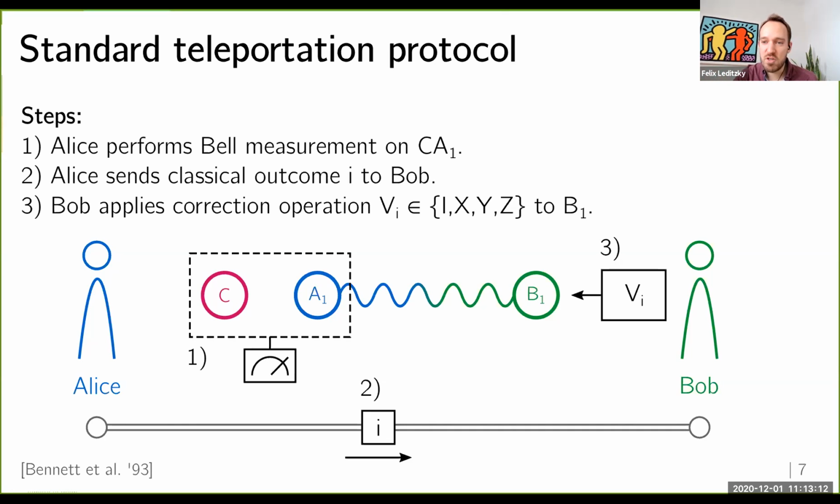And then based on this measurement outcome, Bob applies a correction operation to his share of the entangled state. In the standard protocol, this will now be one of the 4 Pauli operators, identity, X, Y, or Z, which he can apply to his share of the entangled state. And then the result of this is that the qubit in C will kind of vanish from Alice in a certain sense and be teleported into Bob.